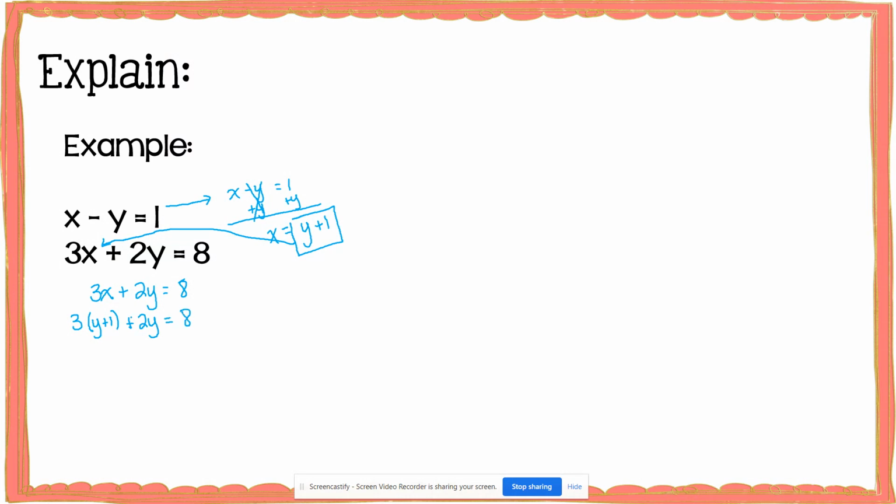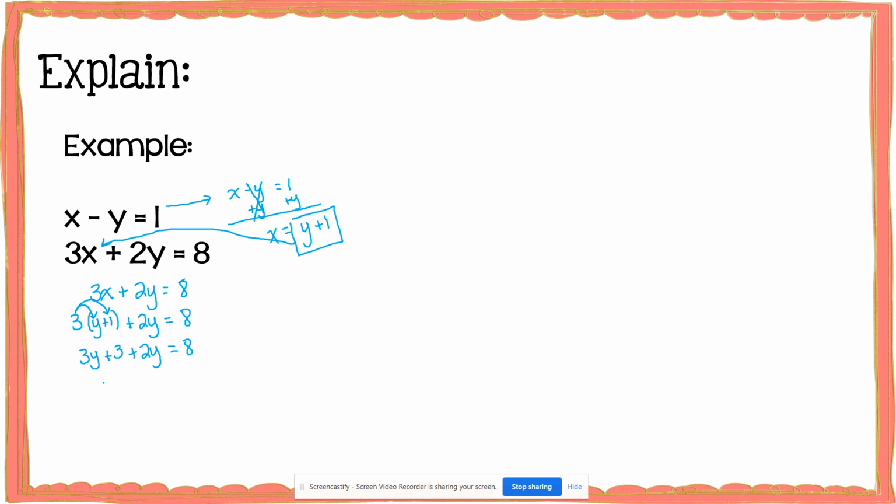Now, I just solve my equation. Now, this is a multi-step equation, which means I've got to do several steps before I can even use inverse operations. I need to simplify the left side of my equation. So the first thing I need to do is use my distributive property. I'm going to do 3 times y, which gives me 3y, and then 3 times 1, which gives me positive 3, so I would write plus 3. Then I need to write the rest of my equation, which is plus 2y and equals 8.